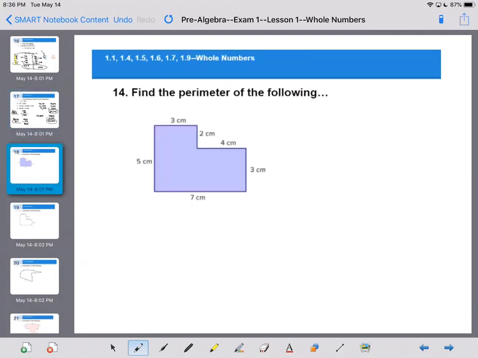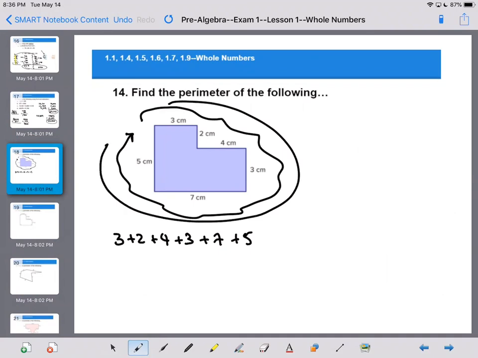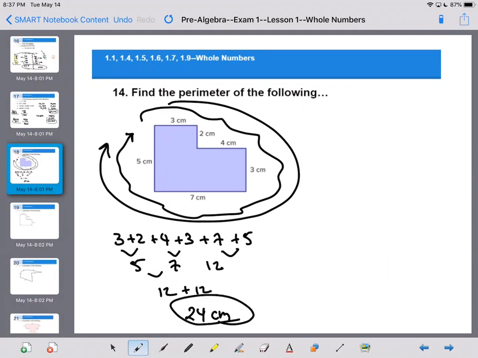Find the perimeter of the following. Remember that perimeter is what you're adding all the way around. So we start with 3 and add 2 and add 4 and add 3 and add 7 and add 5. I just went clockwise. And so that would be 5, that would be 7, that would be 12, and that would be 12 plus 12. So 24 centimeters would be the perimeter. Remember, perimeter is you're adding those values together, adding those sides.